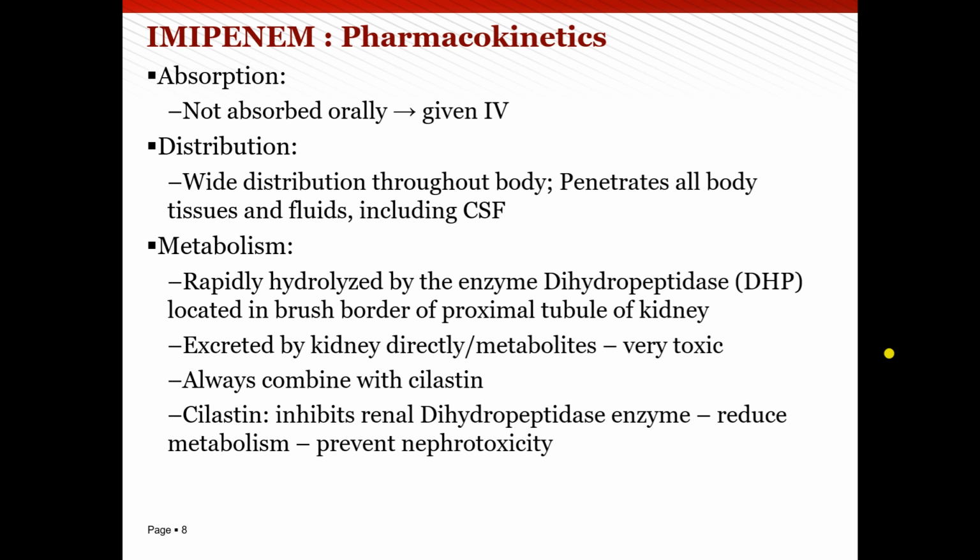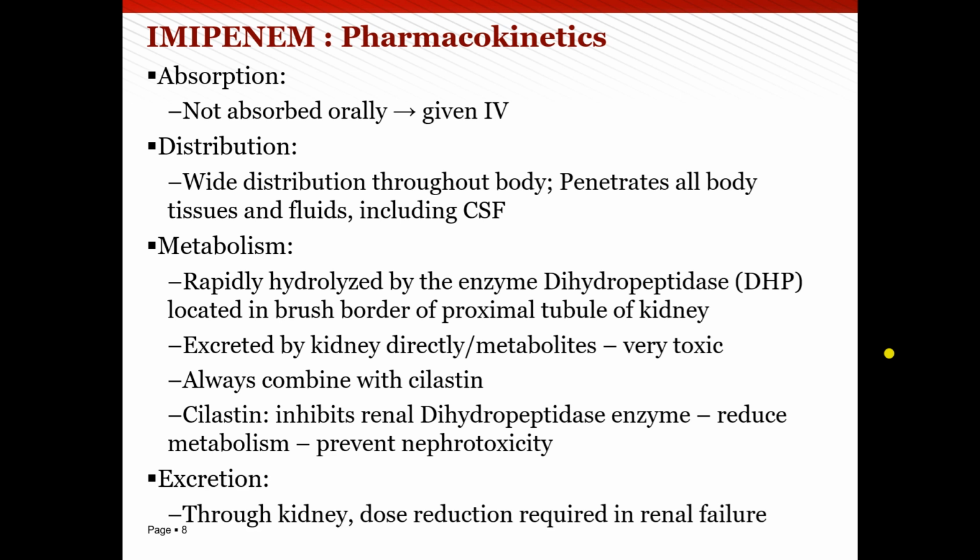That is why imipenem is always given in combination with cilastatin. What is cilastatin? Cilastatin is a molecule which inhibits the renal dihydropeptidase enzyme. It does not have antibacterial property of its own. It just inhibits the renal dihydropeptidase enzyme, so it reduces the metabolism of imipenem and the production of the metabolites, and ultimately helps in prevention of nephrotoxicity, which can be a very serious side effect of imipenem.